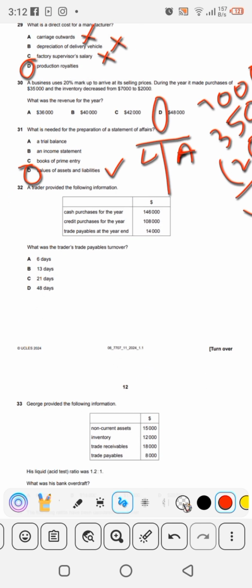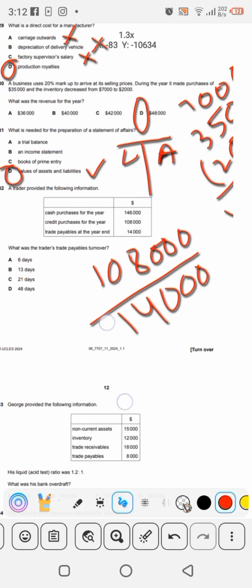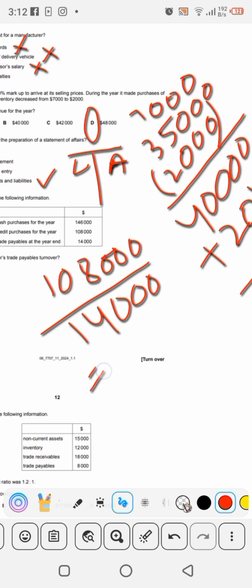Then question number 32 is a trader provides the following information. What was the trader's trade payables turnover? So to calculate, we will take credit purchases for the year, which is 108,000, and divide by 14,000. If opening trade payables would have been given, we could have added them both and divided by 2, but right now when it is not given, we will divide 108,000 with 14,000, which will give an answer of 7.732. So we will just write 7.71.